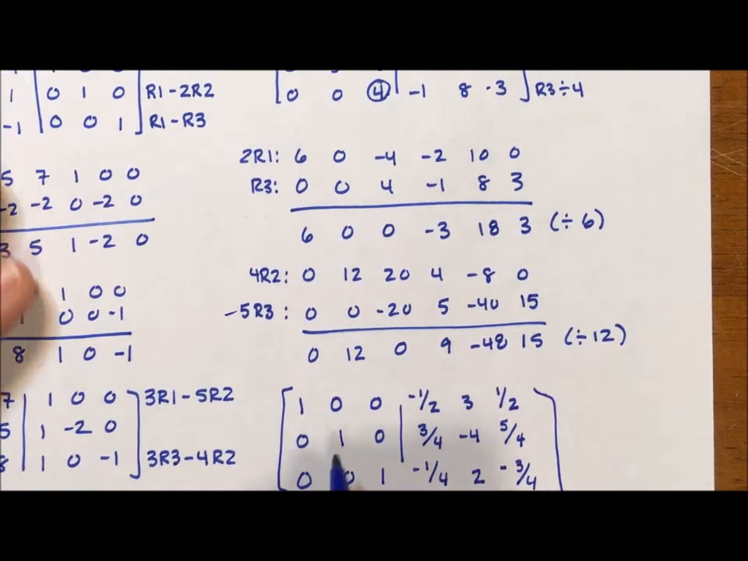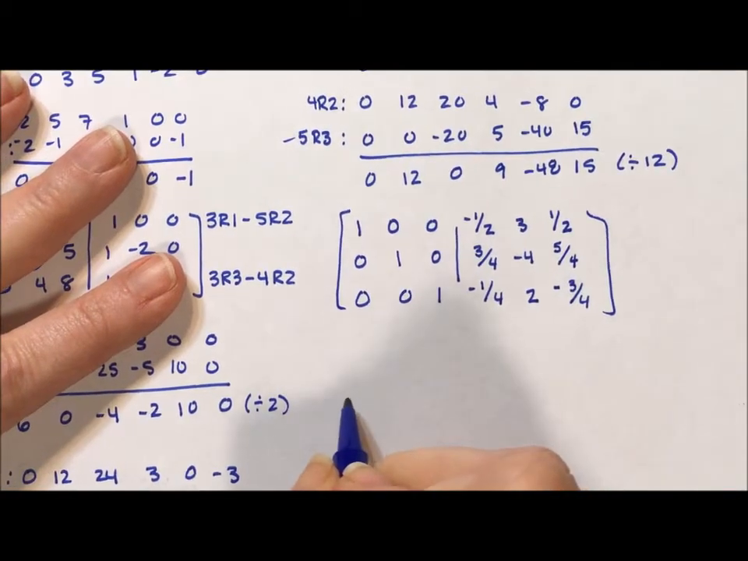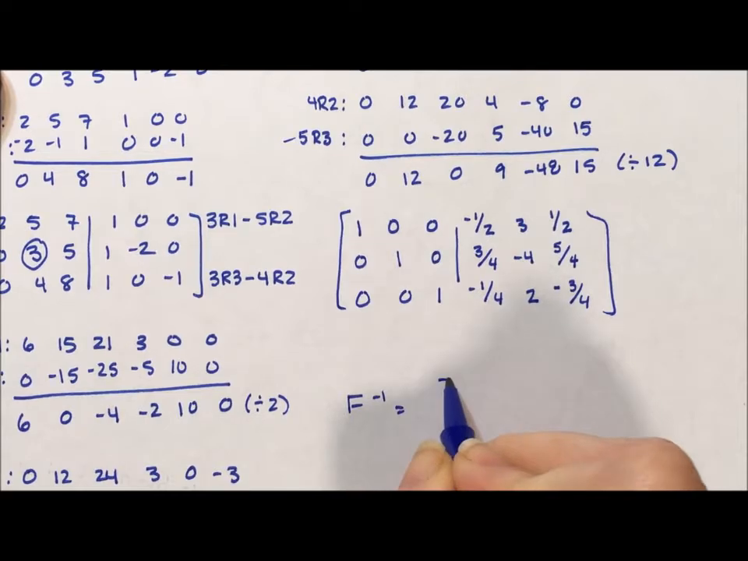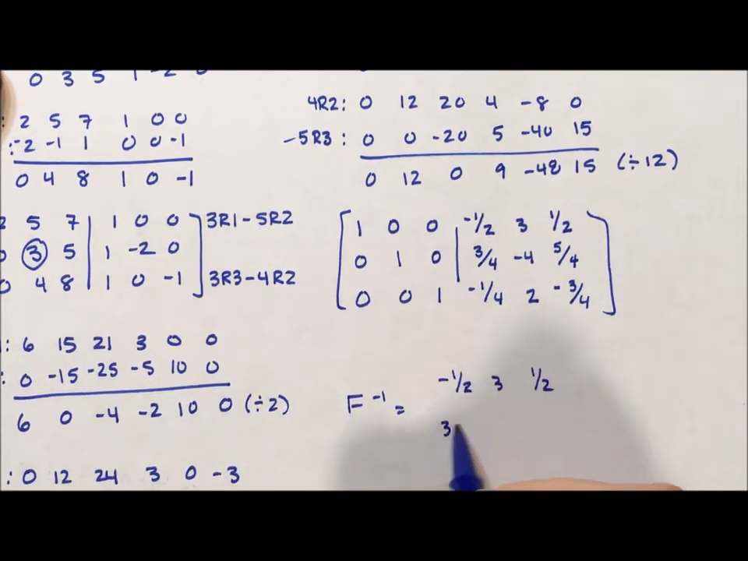We have our identity matrix on the left, which means that the inverse of F is going to be negative 1/2, 3, 1/2, 3/4, negative 4, 5/4, negative 1/4, 2, negative 3/4.